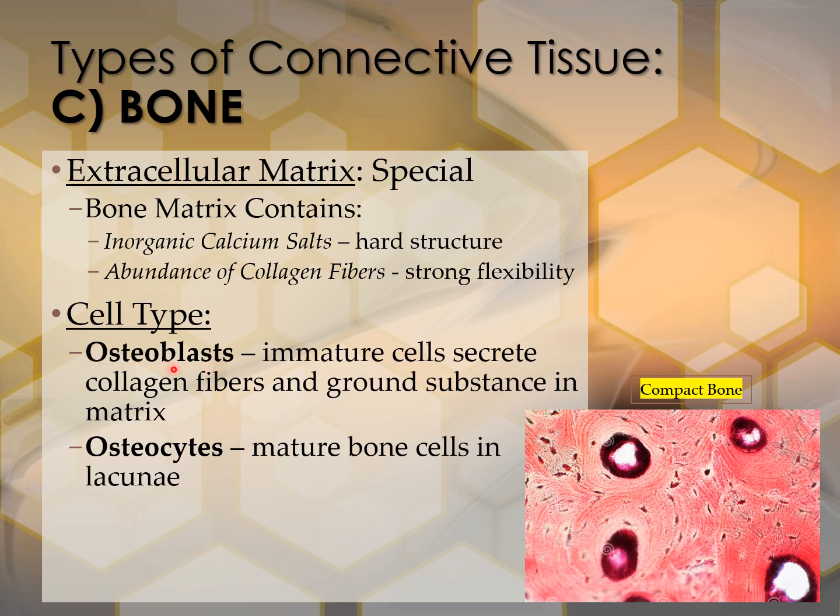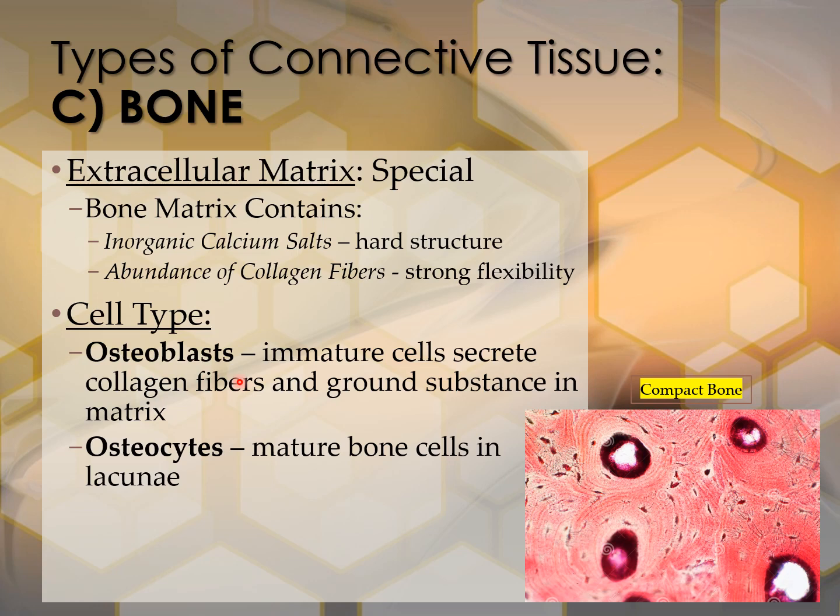Now, the cell types in bone are osteoblasts. So we said osteoblasts are, again, anything with blast in it is going to be that immature secreting cell. Okay, so it's going to be what is going to be creating that specialized matrix. Okay, so again, anything with osteo in it is referring to bone.